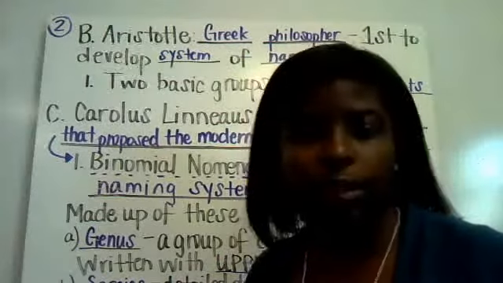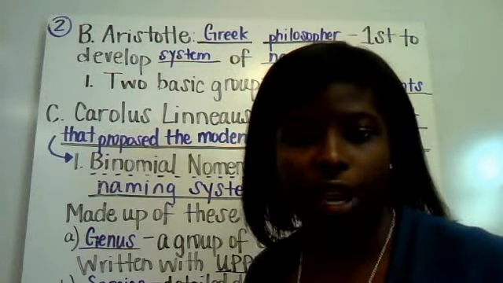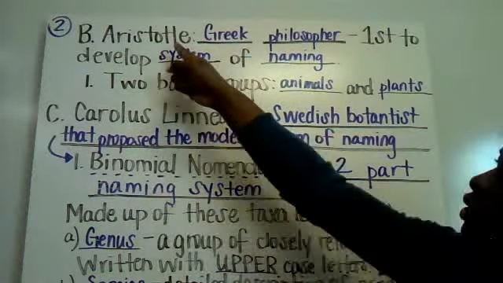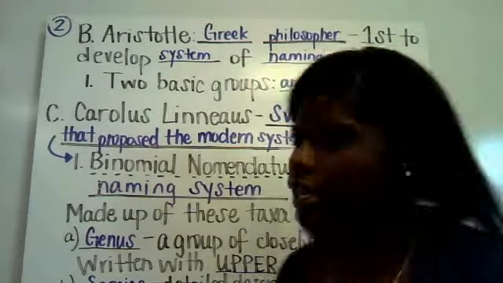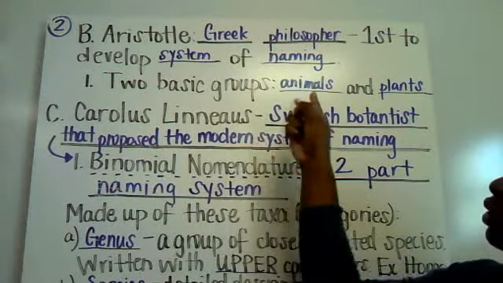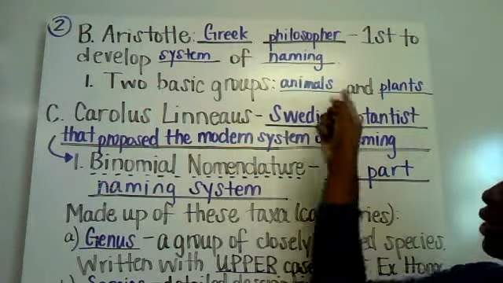So now we're going to go into some history of classification, starting with Aristotle. Aristotle is a Greek philosopher. He was the first to develop a system of naming. So his system was very basic. It included two groups, which were animals and plants.